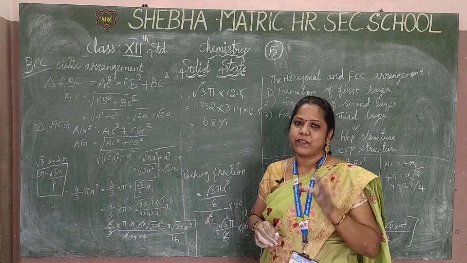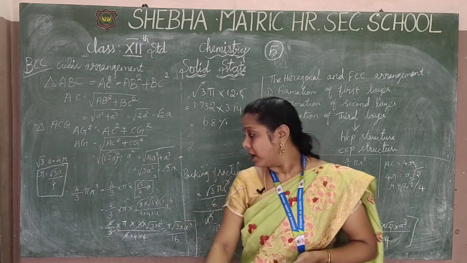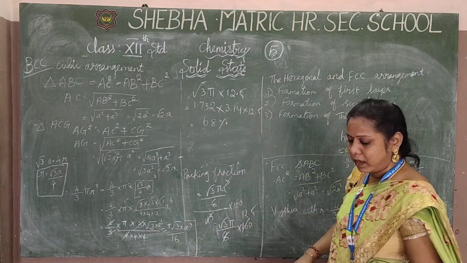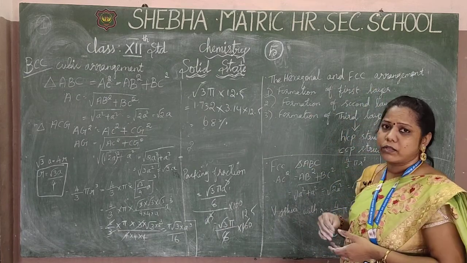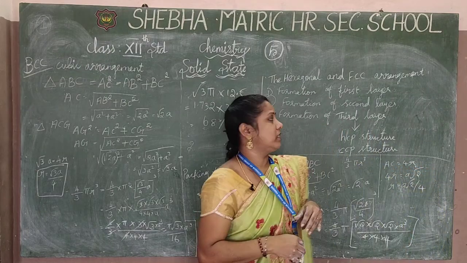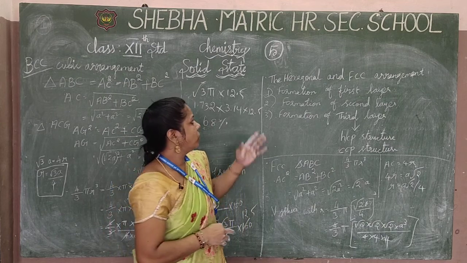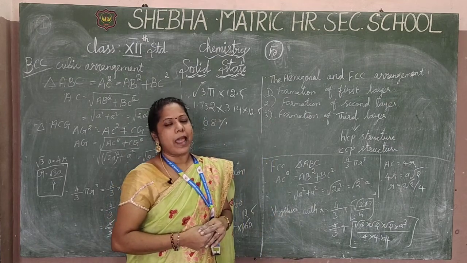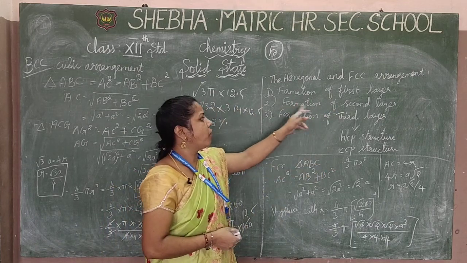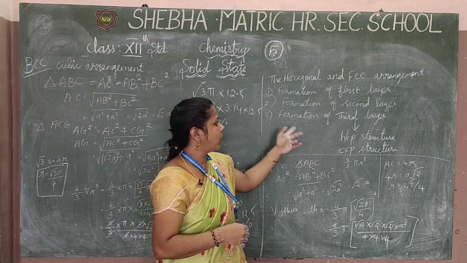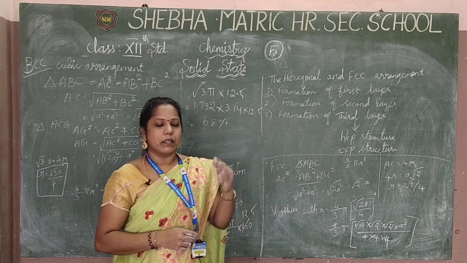Likewise we have to find out the FCC. In the same way we will find out the FCC in further classes. Okay. And then the hexagonal and the FCC arrangement. Hexagonal is also compared to this FCC. Why? Because there are many differences in the formation. So I am going to explain about the hexagonal and FCC arrangement: the formation of the first layer, the formation of the second layer, and the formation of the third layer.